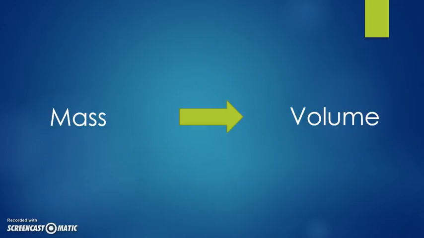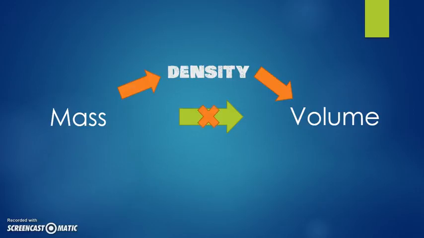Another application for the factor label method is when we're moving from mass or weight to volume. You can't easily go between weight and volume without knowing the density of the object that you are measuring. So density is basically a conversion factor between weight and volume. So it's written as some mass per some volume.